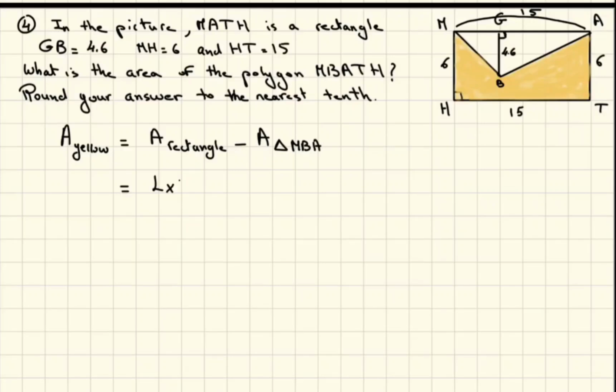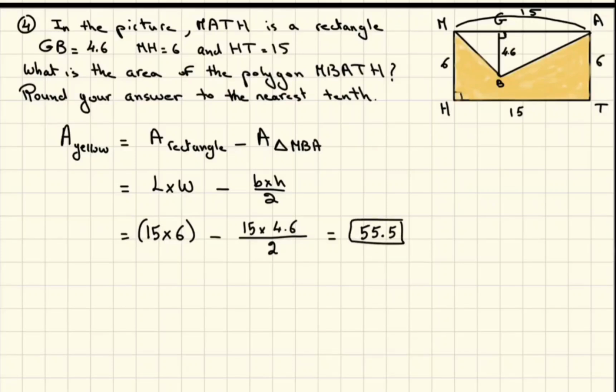Now the area of a rectangle, we know it's length times width. The area of a triangle, we know it's base times height divided by 2. So length times width, in this case, the length of the rectangle is 15, the width is 6, minus the base of the triangle is MA, the full side, which is also 15, and the height is GB, which is 4.6, divided by 2. When you do all of this on the calculator, your final answer will be 55.5. If we're talking about centimeters, we write centimeters squared and so on. Usually they don't ask you to write the unit.